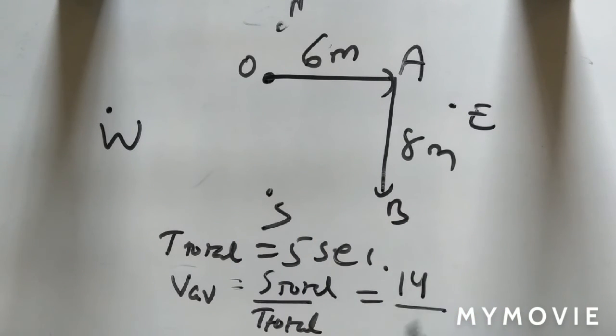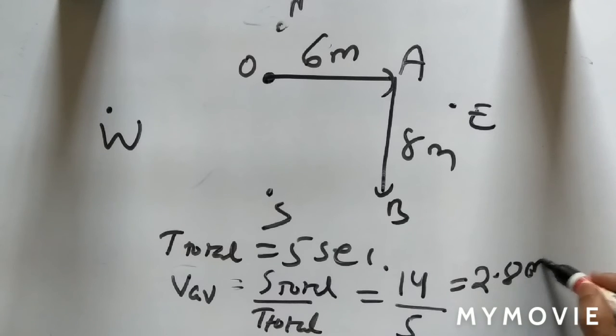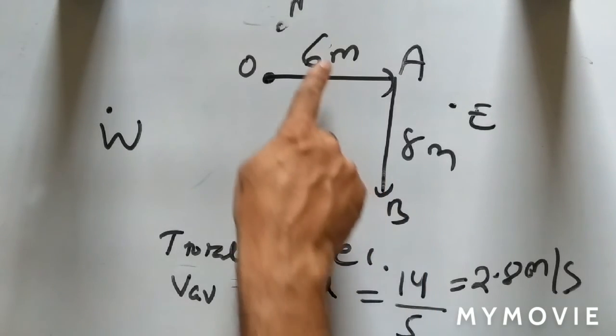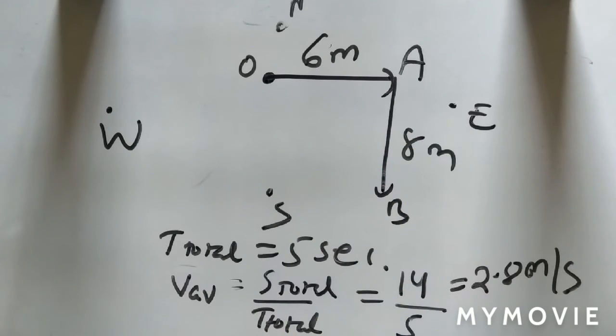He reaches point A. Then he turns 8 meter due south. This is the south. So after point A he moves what distance? 8 meter due south. And what is the total time taken? Total time taken is equal to 5 seconds. So you have to find the distance covered, the displacement, the average speed and the average velocity.